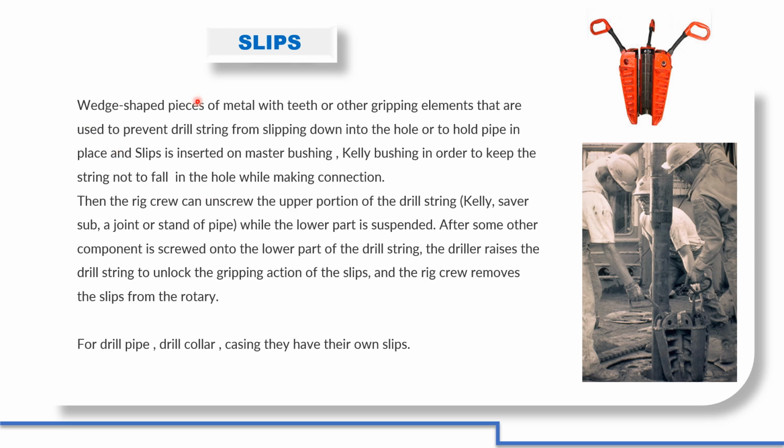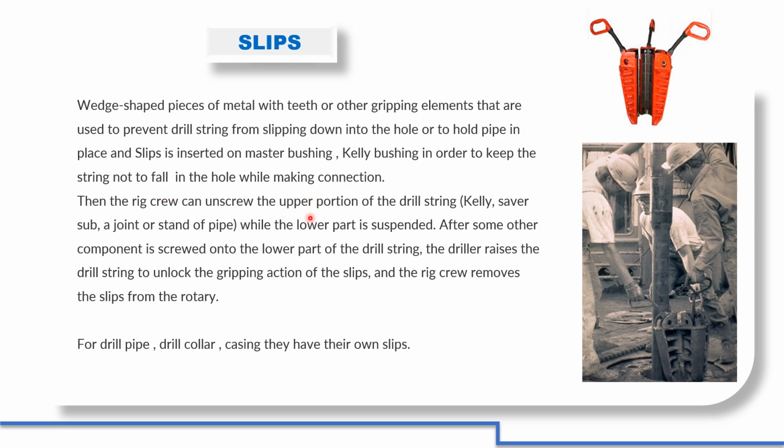So let's see the definition. What is slip? Wedge-shaped pieces of metal with teeth. It has teeth inside, as I said, which grip the drill string or the drill pipe, which does not let the drill string fall down into the well. Wedge-shaped pieces of metal with teeth or other gripping elements that are used to prevent drill string from slipping down into the hole or to hold pipe in place. Slip is inserted in the master bushing, and master bushing is here in the rotary table. Master bushing, Kelly bushing, in order to keep the string from falling in the hole while making a connection.